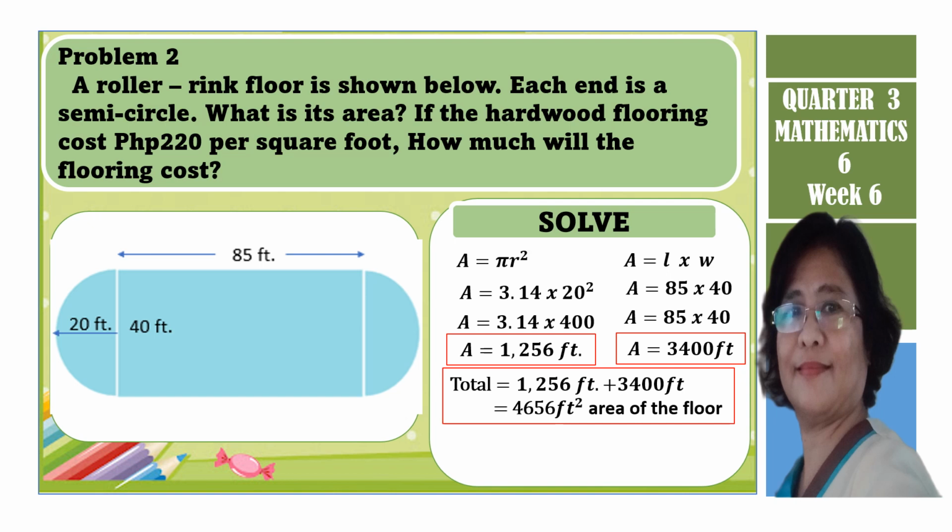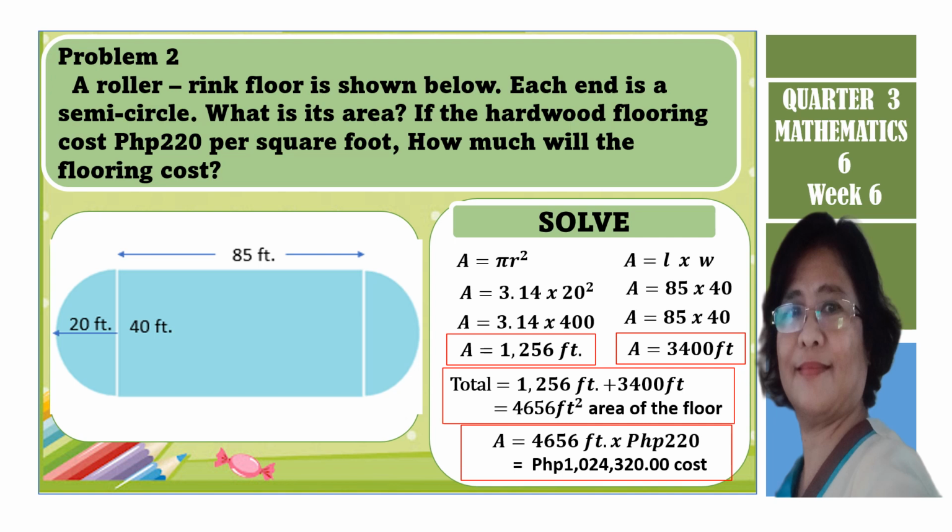Then we're going to add, because we're going to find the amount cost. We have 1,256 feet plus 3,400 feet. The answer is 4,656 feet, the area of the floor.